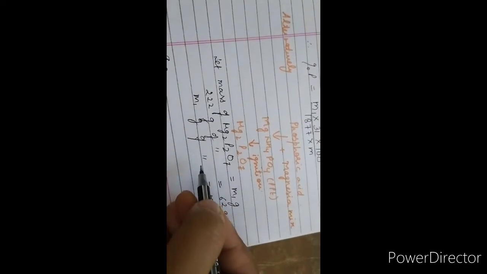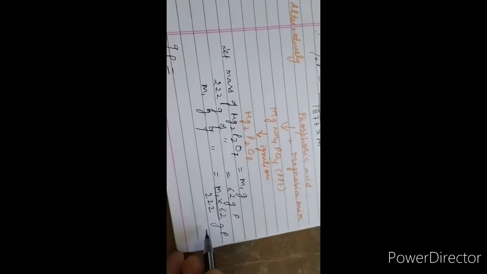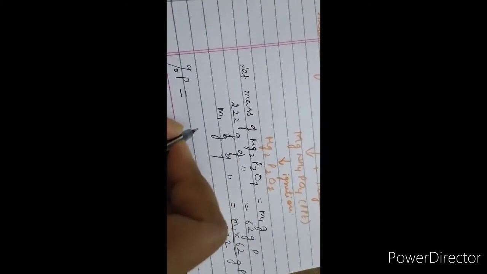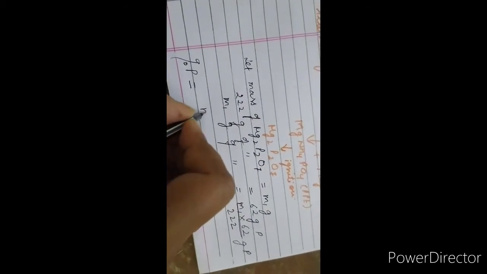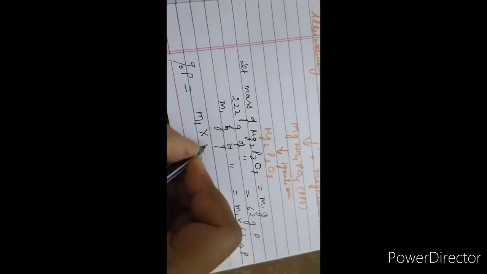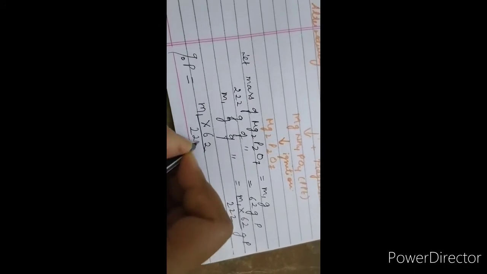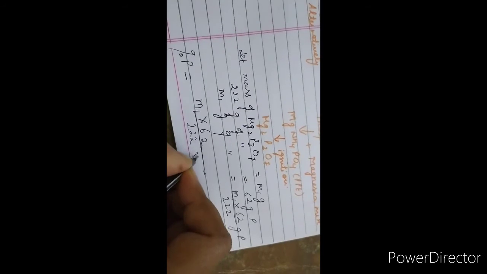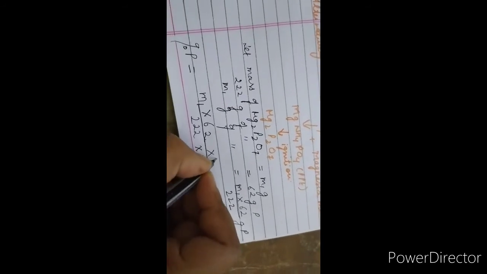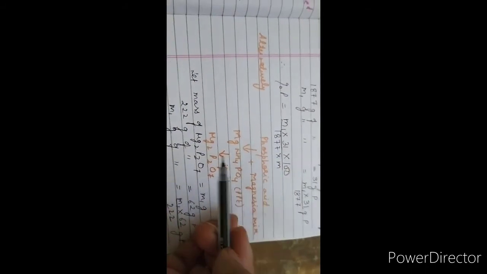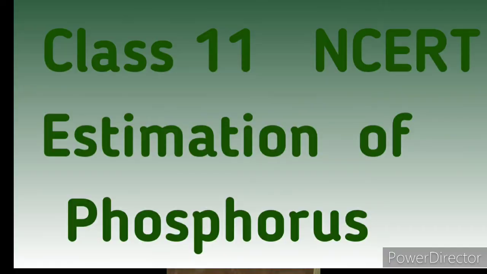So m1 gram of magnesium pyrophosphate will contain how much phosphorus? m1 into 62 divided by 222. Here again the percentage of phosphorus can be determined by the formula: weight of phosphorus, that is m1 into 62 divided by 222, divided by the total mass of the organic compound, into 100. So this is how we can determine the percentage of phosphorus by the two methods in a given organic compound.